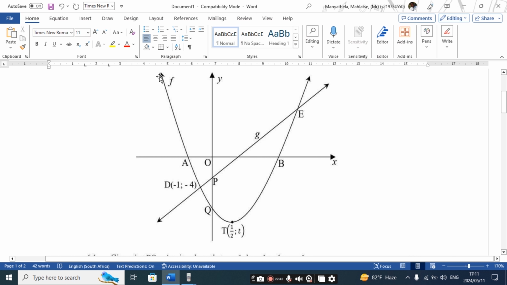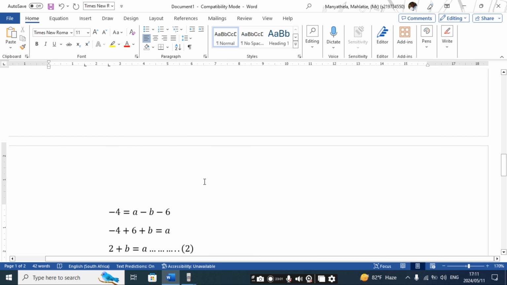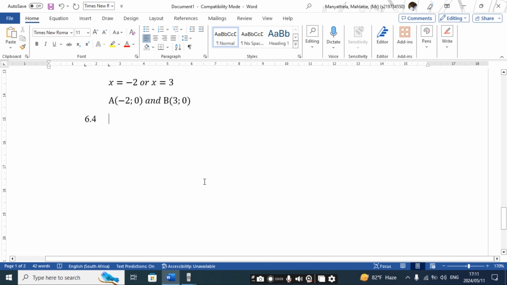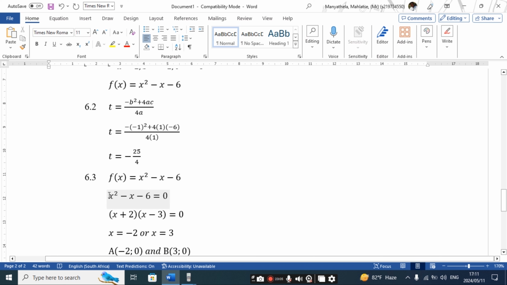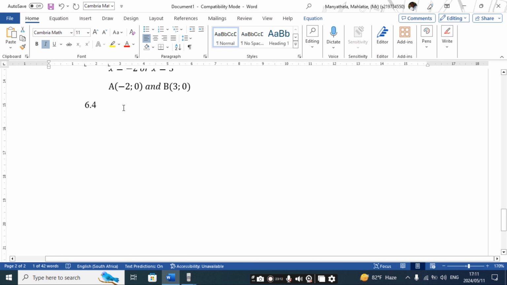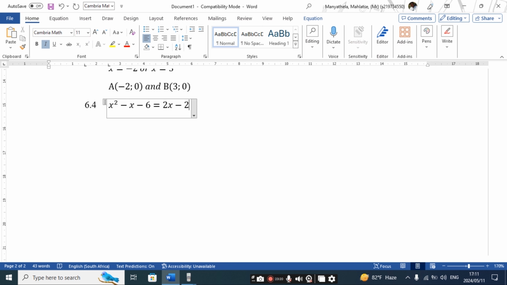So now what we are going to do is to find the coordinates of E. How do we find the coordinates of E? We are going to equate the equation of F and the equation of G, then solve for x. Then after we find the x value, we are going to substitute that x value either in the equation of F or in the equation of G, because at these 2 points, they are equal. So we are going to take this equation and equate it with 2x minus 2.